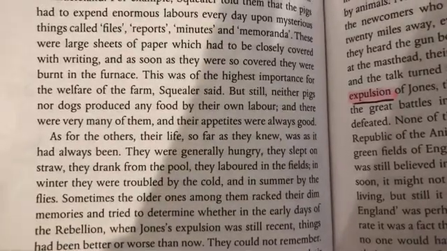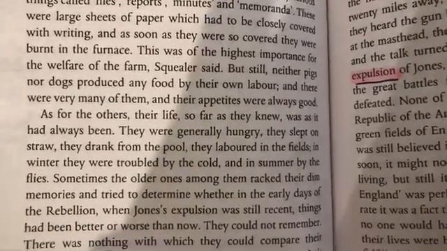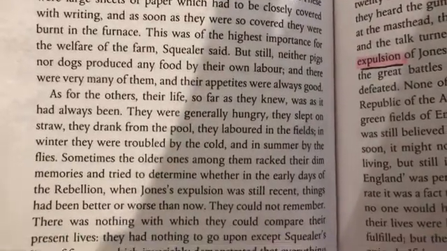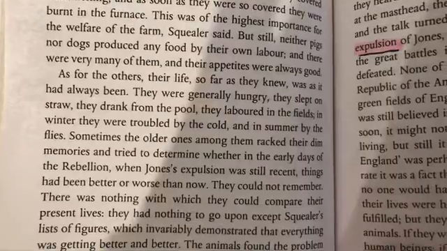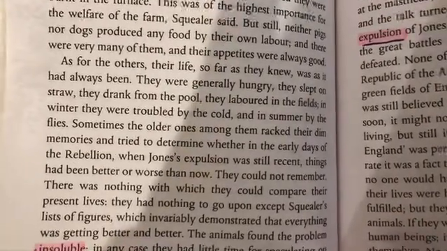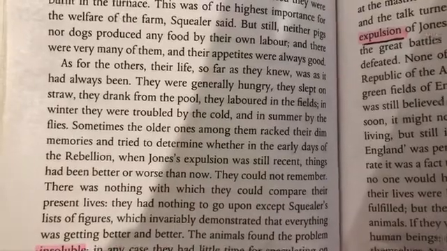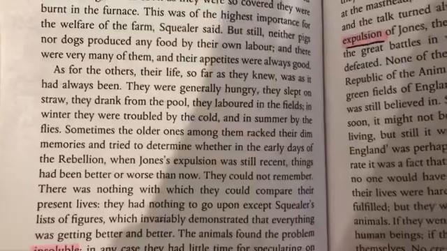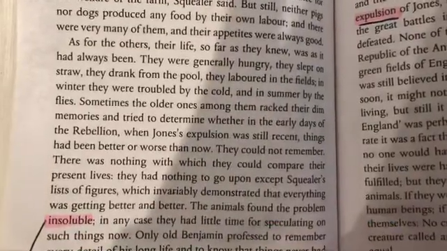But still, neither pigs nor dogs produced any food by their own labour, and there were many of them, and their appetites were always good. As for the others, their life, so far as they knew, was as it had always been. They were generally hungry. They slept on straw, they drank from the pool, they laboured in the fields. In the winter they were troubled by the cold, and in the summer by the flies.